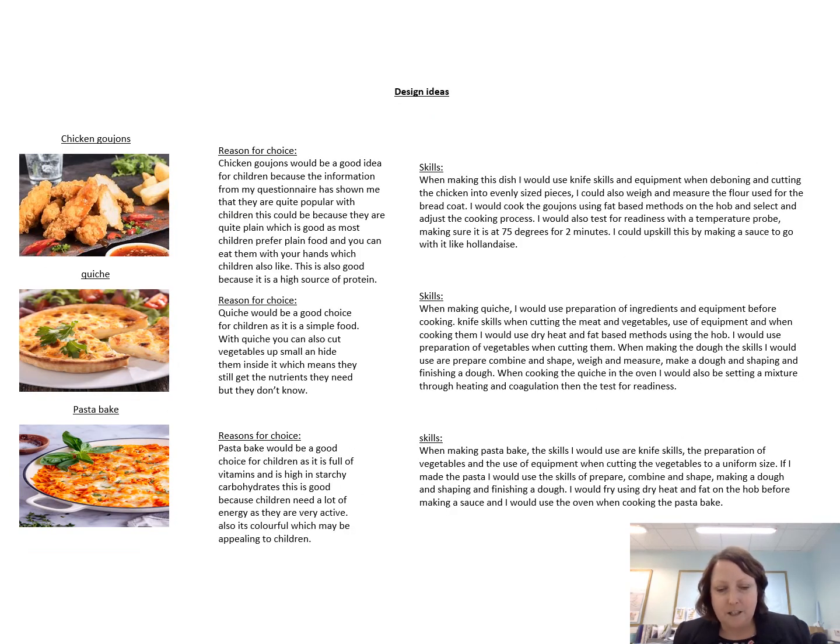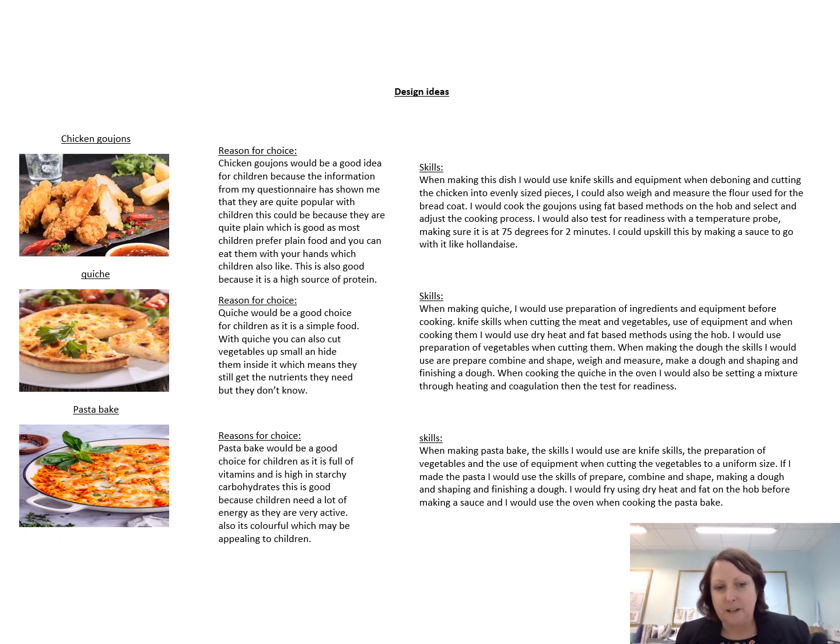You then need to complete your design ideas. Most of you have got the framework of 9 design ideas where you have considered different dishes that you could cook. You must give a reason for choosing that particular recipe. So how does it link to the brief? How does it include calcium? How is it a plant-based meal? How does it suit the American theme? And you must also list the skills that you would show by cooking that recipe.